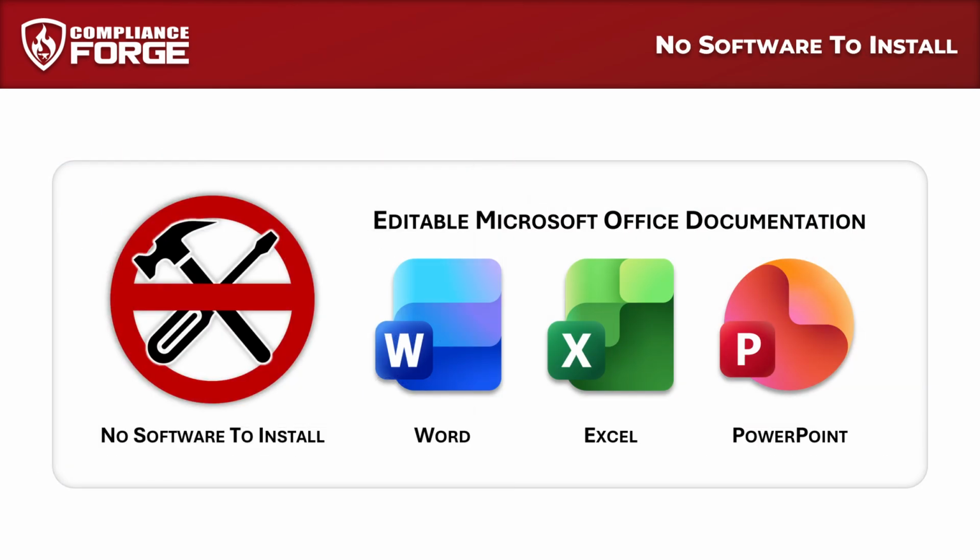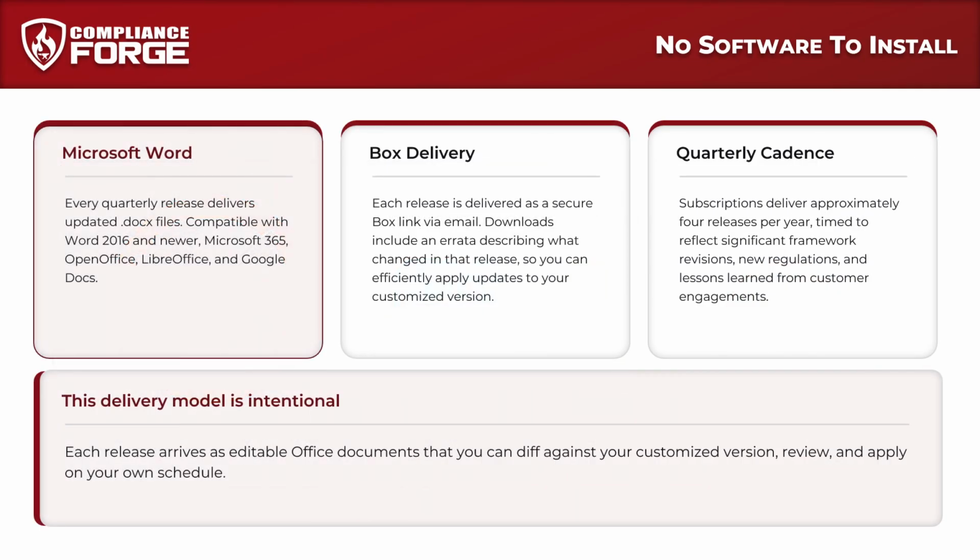This subscription delivers updated, editable Microsoft Office-based documentation templates on a quarterly cadence. Like the underlying products, there is no software to install, no agent to deploy, no account to provision, and no cloud environment to configure. Every quarterly release delivers updated Word files, compatible with Word 2016 and newer, Microsoft 365, OpenOffice, LibreOffice, and Google Docs. Each release is delivered as a secure box link via email. Downloads include an errata describing what changed in that release, so you can efficiently apply updates to your customized version.